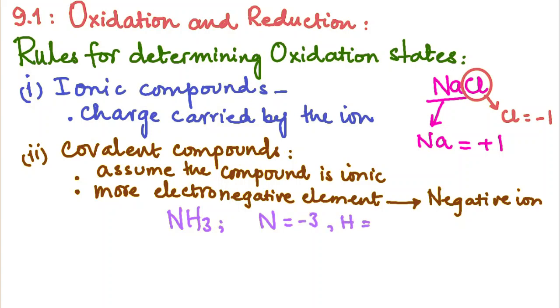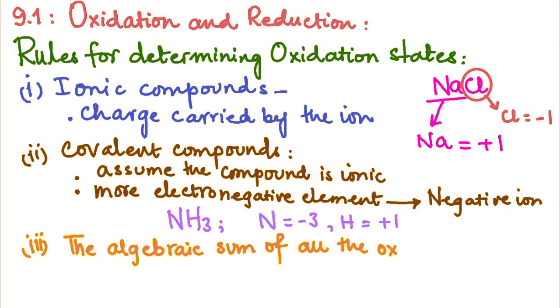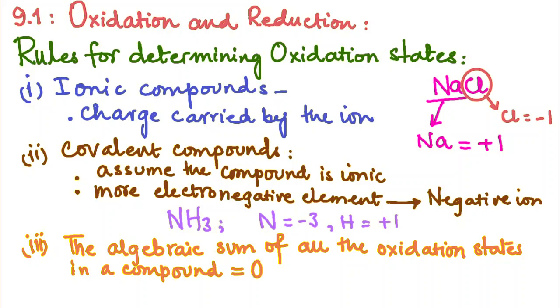So the next rule to remember is the algebraic sum of all the oxidation states in a compound is always considered to be 0. This means a compound has overall no charge, so we'll consider the overall oxidation state of a compound to be equal to 0. For instance, while determining the oxidation state of an element in a compound which is unknown, we will consider the oxidation state of the compound as a whole to be equal to 0.